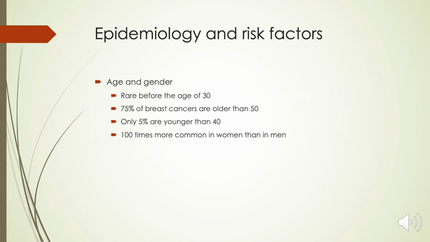There are multiple risk factors for breast cancer, the most important of which are age and gender. Breast cancer is really rare before the age of 30, although cases have been reported. 75% of breast cancers occur in women older than the age of 50, and only 5% in women younger than 40 years old. It's 100 times more common in women than in men.